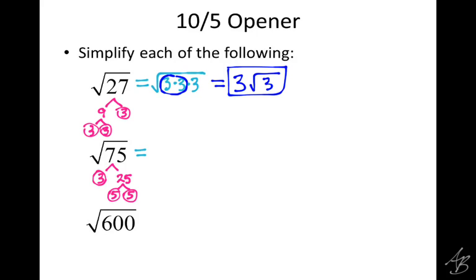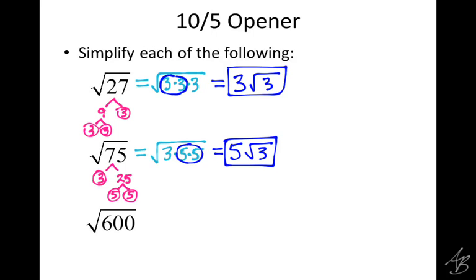So we've got our equal sign, we've got our square root, and then what are we going to replace the 75 with? 3 times 5 times 5. Okay, and then we're going to look for pairs. We have a pair of 5's, which is 5 squared. So the square is going to cancel the square root, and the 5 ends up on the outside. So we have a 5 on the outside and 3 on the inside.